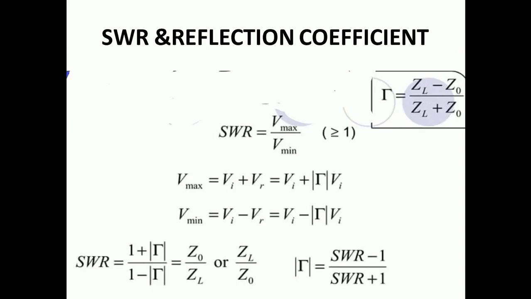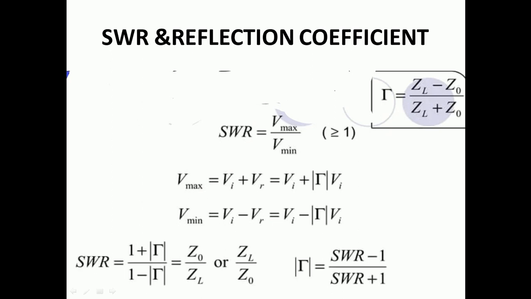Now we will see the exact relationship between SWR and reflection coefficient. In the previous video we have seen the definition of reflection coefficient: rho is equal to ZL minus Z0 divided by ZL plus Z0. In this video we are defining the SWR, which is the ratio of maximum voltage to minimum voltage. So the first equation: Vmax is equal to the sum of Vi plus Vr.